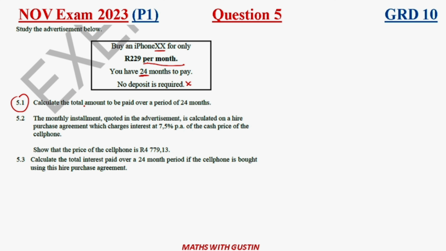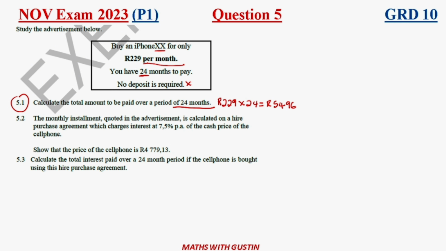5.1 says calculate the total amount to be paid over the period of 24 months. So the total amount that we'll pay, if we're paying $229 per month, therefore means 229 times 24, because how many payments are we going to make? 24 payments over the period of 24 months. So therefore this should give us how much? Go to our calculators, guys. So here we go. It's giving me 5,496.